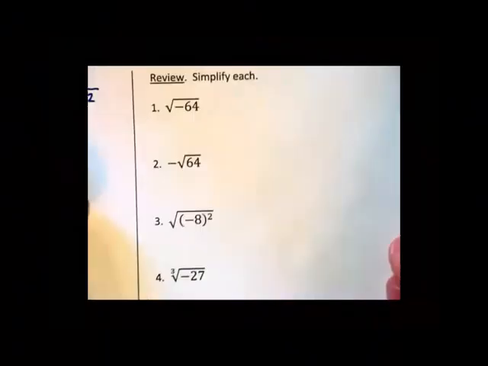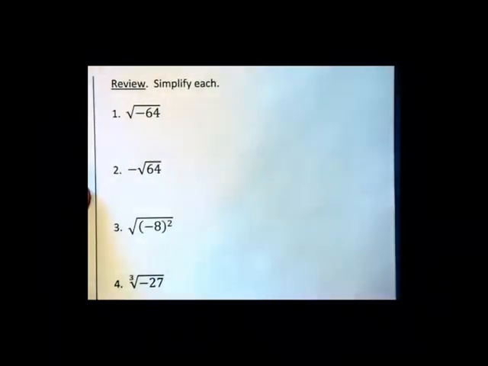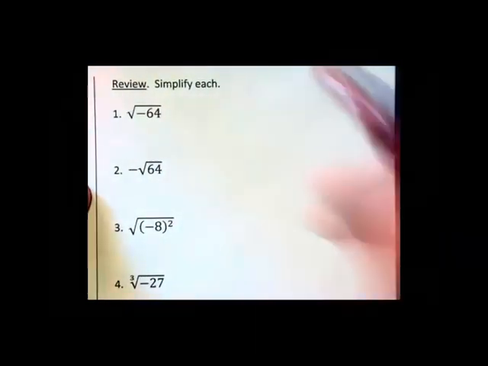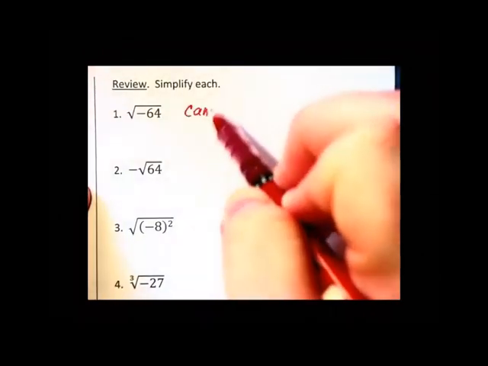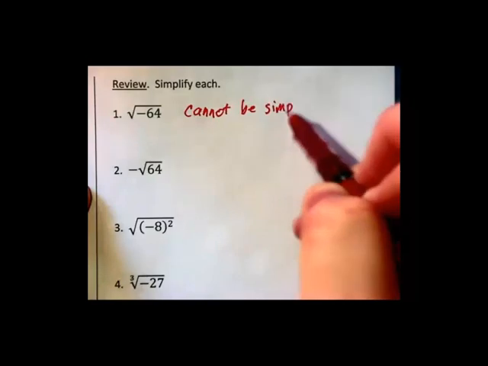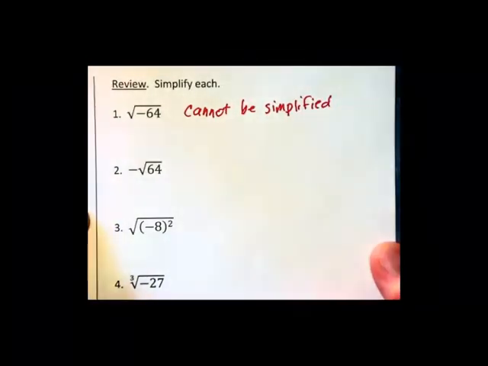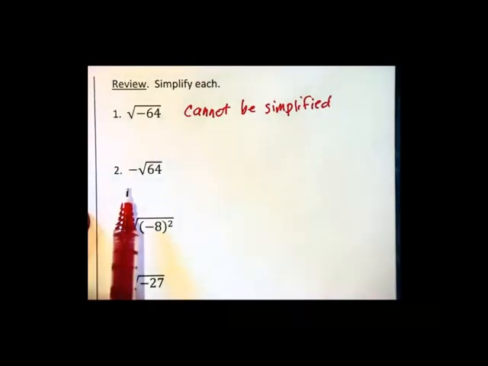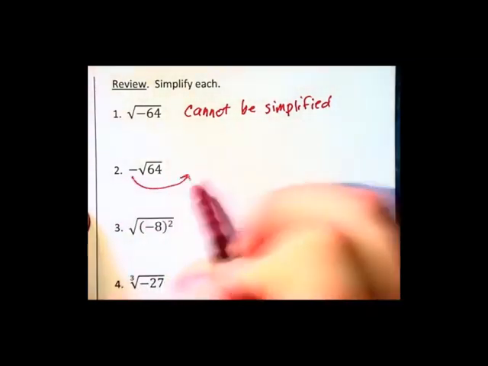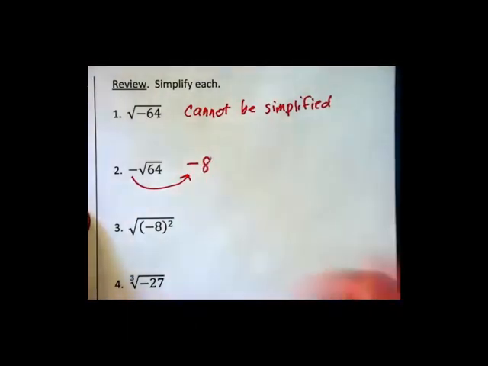Okay, so right now I want to do a little bit of review of what we know about radicals so far, and then we can move on to the next section. The square root of negative 64 cannot be simplified using real numbers. You're not allowed to have a negative inside of a square root. You are, however, on number 2, allowed to have a negative outside of a square root. That negative just comes on over, and then the square root of 64 is 8.